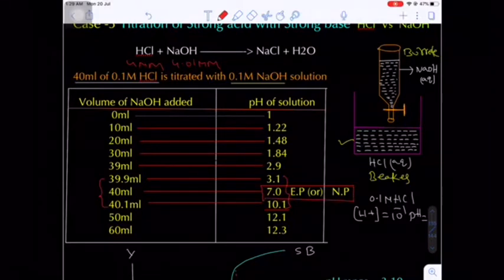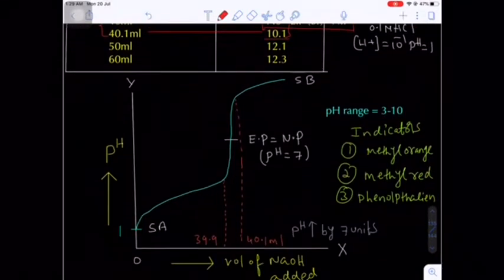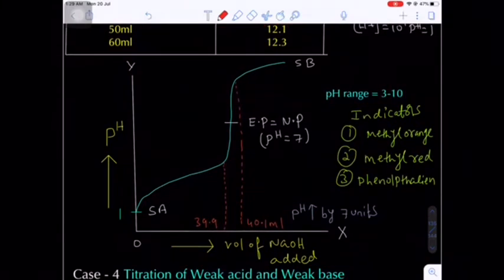Nearly 7 units, from 3.1 to 10.1. Now this 7 value corresponds to the equivalent point or neutral point in the strong acid, strong base titration. Are you getting my point?